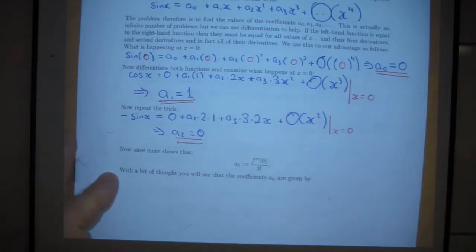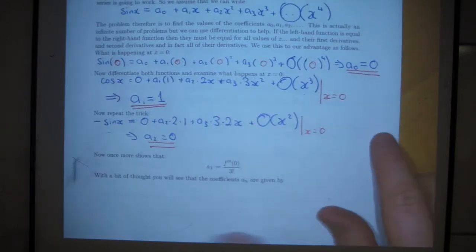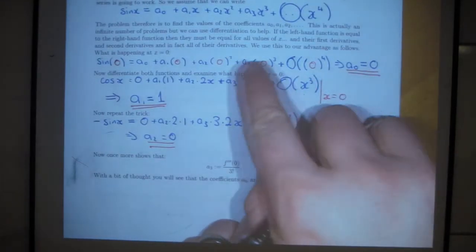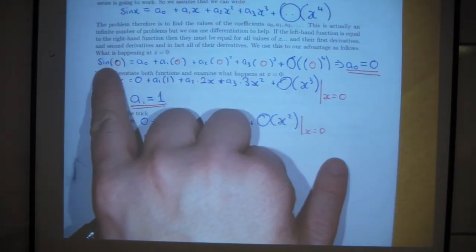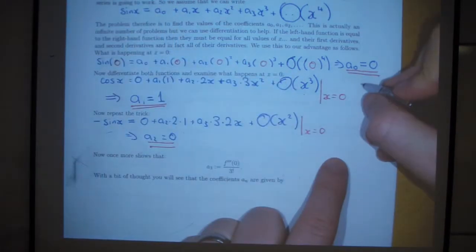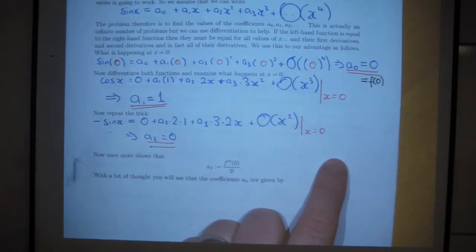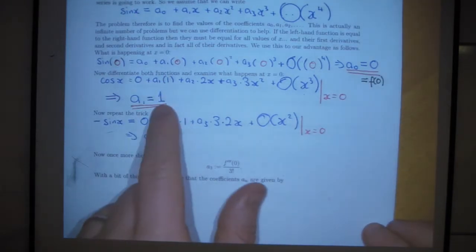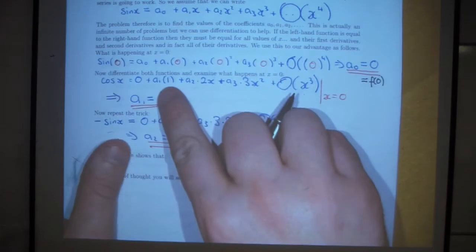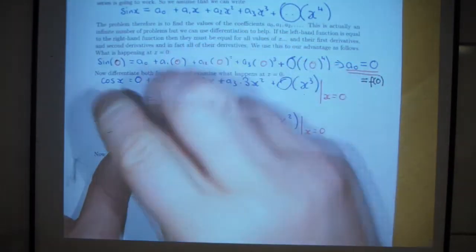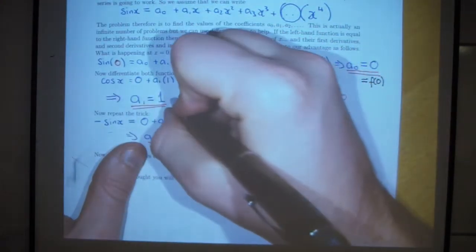There's a pattern to this. So the pattern is as follows. a0, remember we're talking about sine of x in particular, but in general we're talking about f of x, is equal to the value of the function at 0. The next thing, if you look at it and examine it, a1 is actually equal to the derivative evaluated at 0.